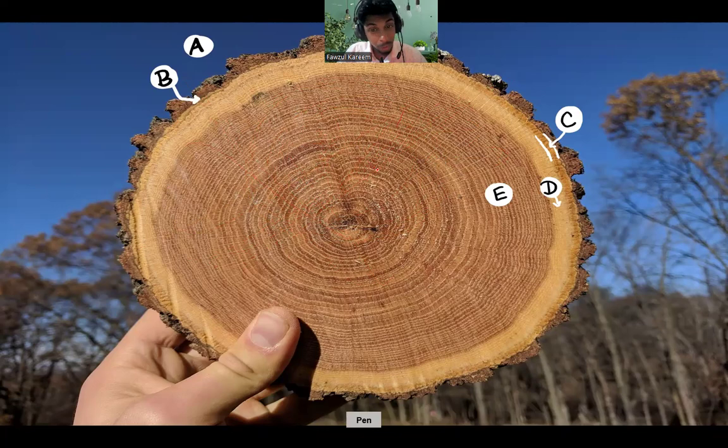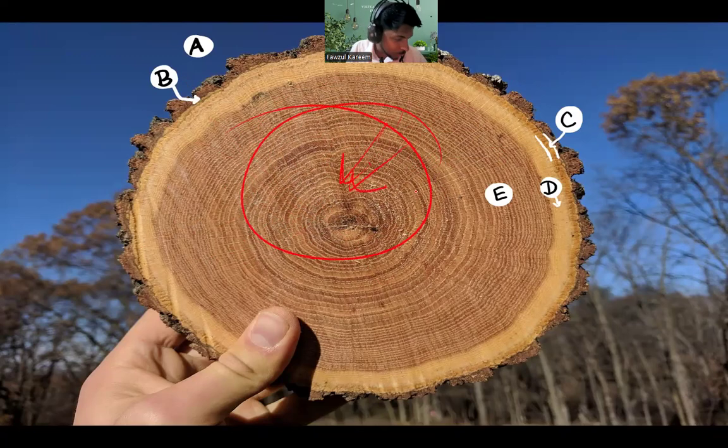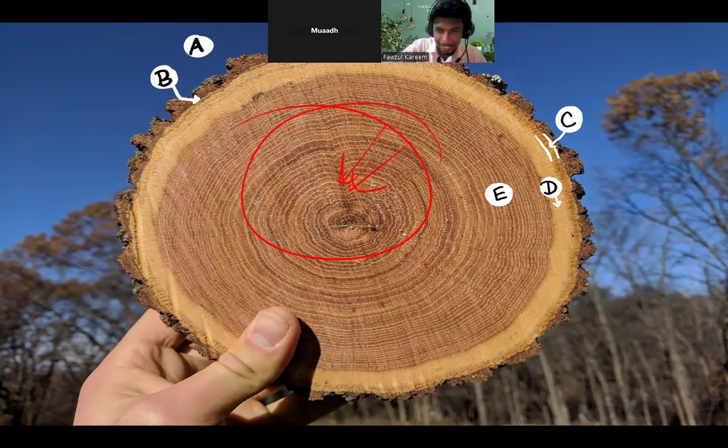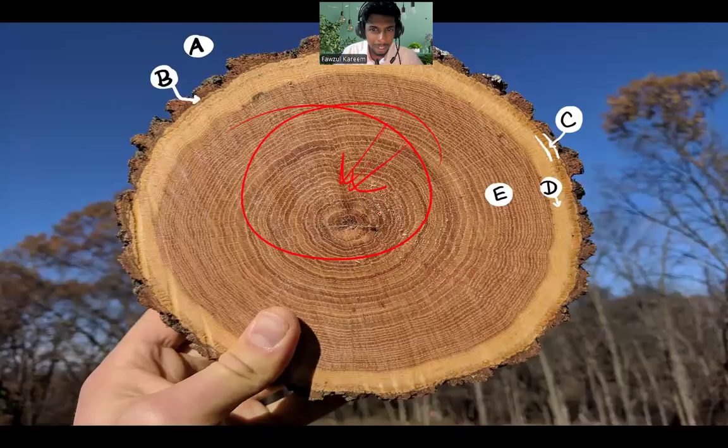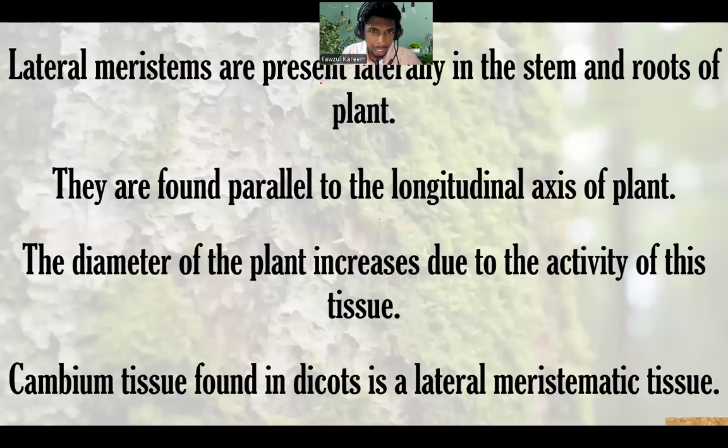Yes. Once upon a time they had the meristem. So they produced the cells. That's why the diameter increases. So there's no need to worry about that one, right? Yes, sir. Right. So no, lateral meristem cannot be found in the banana, right?